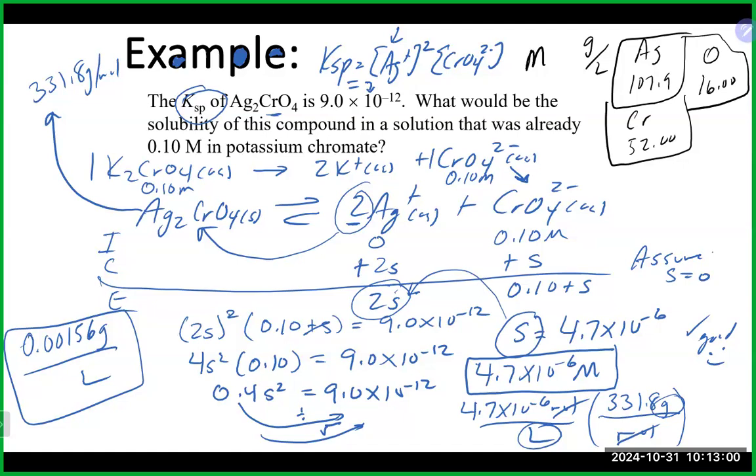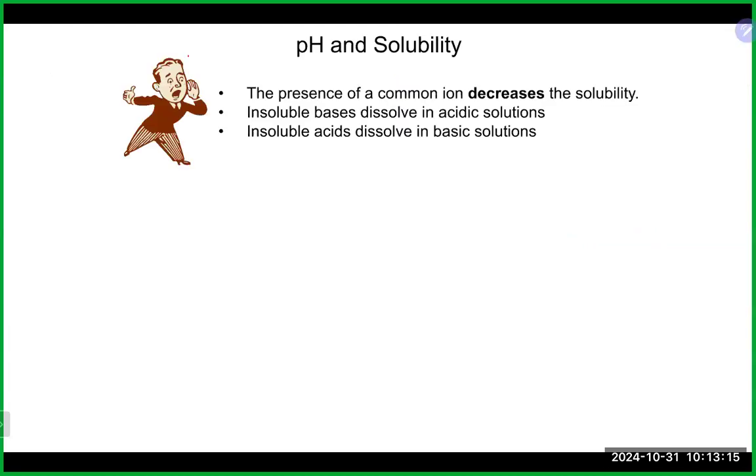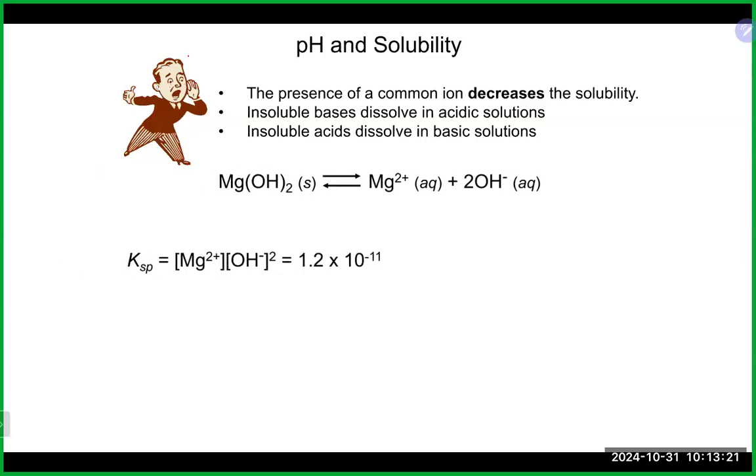Okay, so this is one really major effect that you could have on solubility, the presence of those common ions. And much like what we saw with weak acids and weak bases, it basically will keep the compound together. Now, another factor that can affect solubility is actually pH. The presence of common ion, as we just saw, will decrease the solubility. Now, if you have an insoluble base, it typically will be more soluble or will dissolve in acidic solutions. Or if you have an insoluble acid, it typically will be more soluble or will become soluble if you put it in a basic solution.